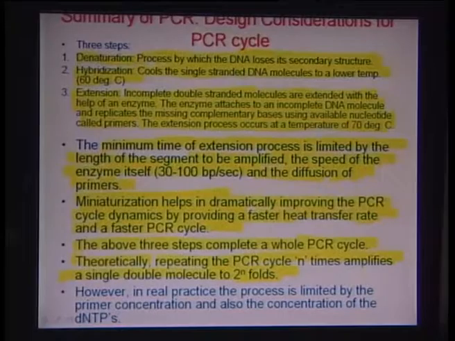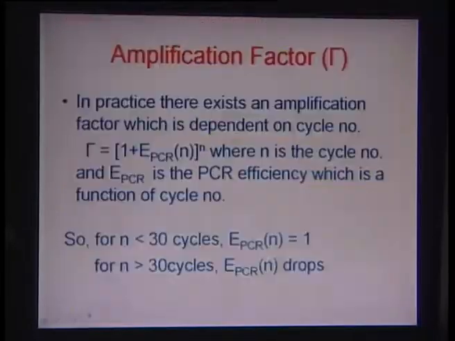Okay. So in real practice the process is limited by the primer concentration, also the concentration of the dNTPs, and the diffusion rate, by which the molecules transport within the solution. So, there is an important factor here called the amplification factor gamma. In practice, there exists an amplification factor which is also dependent on the cycle number. Okay. So, normally it is 2 to the power n. So, the amplification efficiency should be 1.